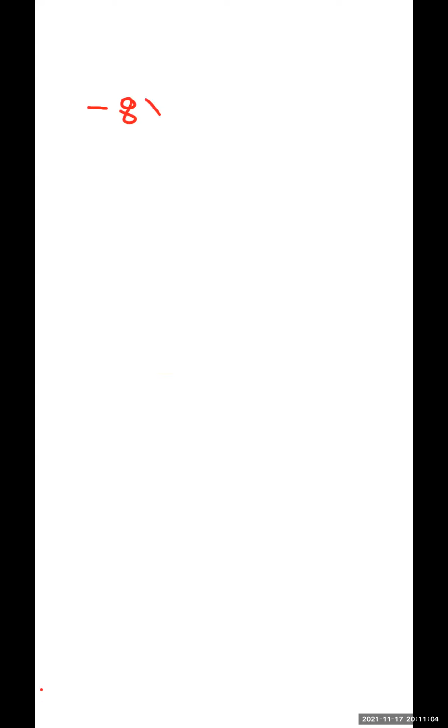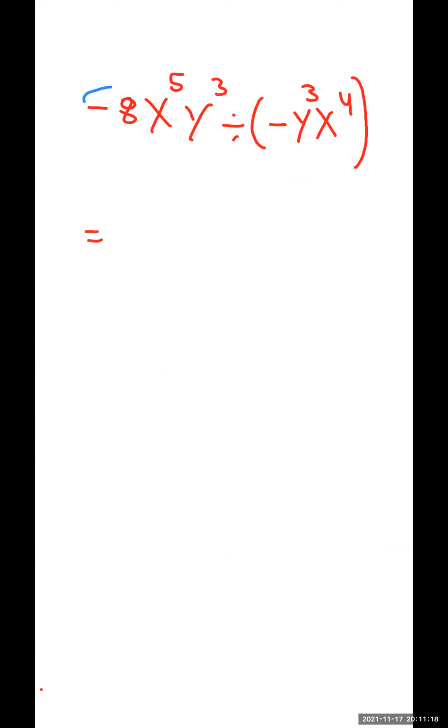Negative 8 x to the power 5 y to the power 3 divided by negative y to the power 3 x to the power 4 equals... Here I'm dividing two negative numbers. Negative 8 divided by negative 1, well, 8. So it will equal 8.